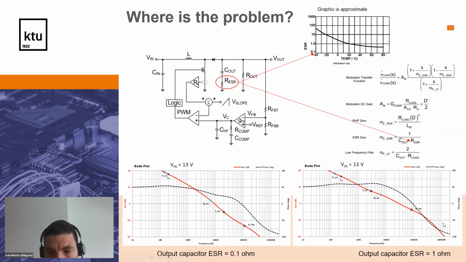which is moving the phase and the gain curve of the stability diagram of the converter. In one case, when we have ESR, for example, under 1 ohm, we have pretty good phase and gain margin. In another situation, the ESR is moving to the left and moving the whole gain curve upwards and decreasing the phase margin, which is the main contributor for the switch mode power supply stability.